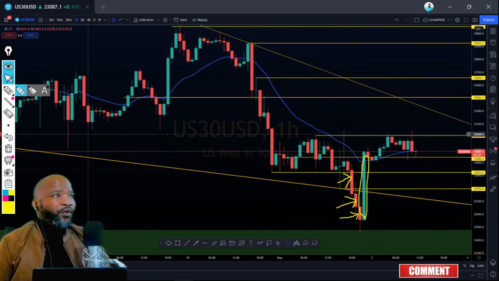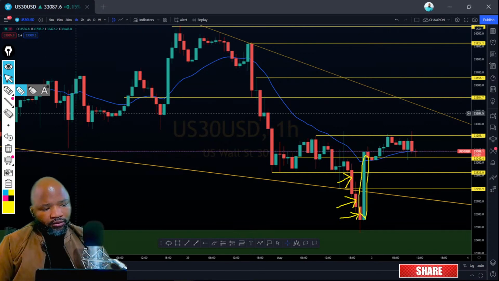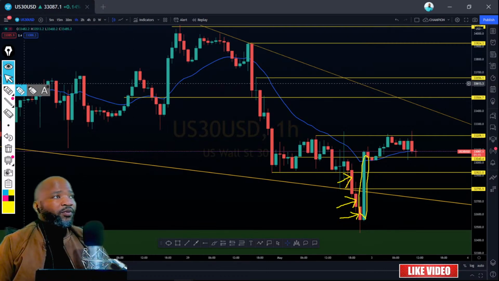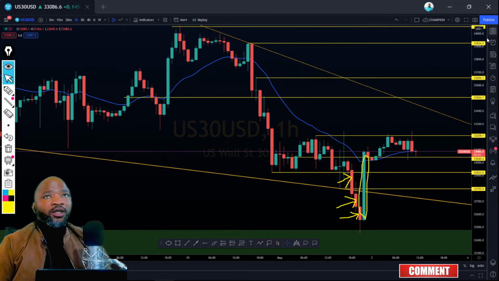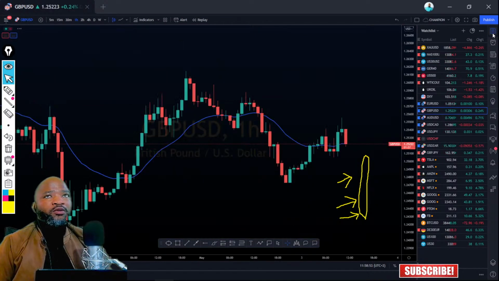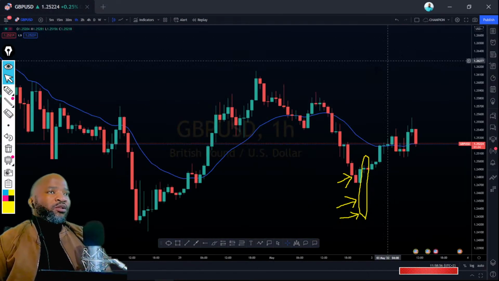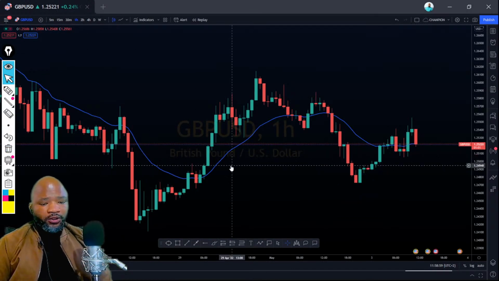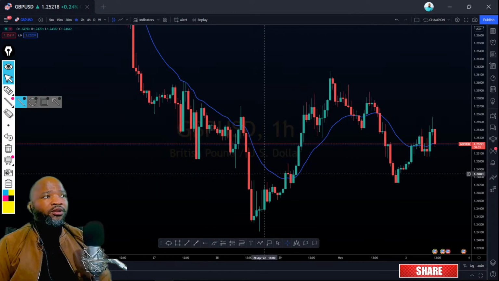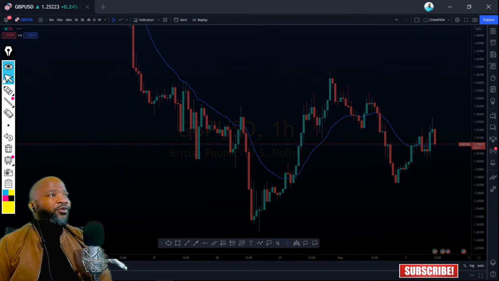So since we are on London opening session, we can still check how GBP is doing. GBP versus USD. I'm looking for the meaning of those candlesticks, but let's go to daily time frame.